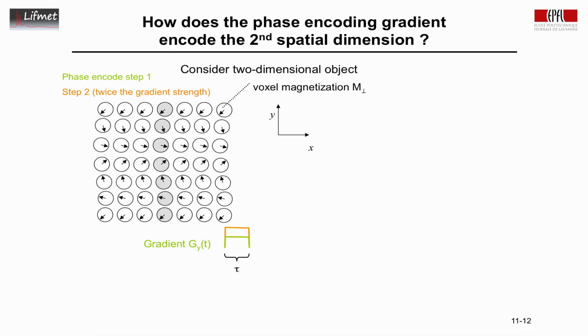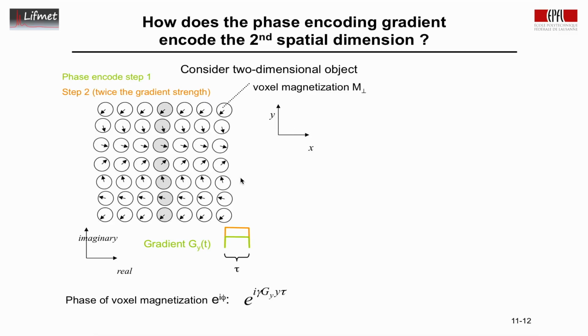Now we'll say we have applied this gradient for time tau, and we'll express this in imaginary and real components in the complex plane. So we'll say the X magnetization is real and the Y magnetization is imaginary. That's in magnetization space. This is the real space that pertains to here.